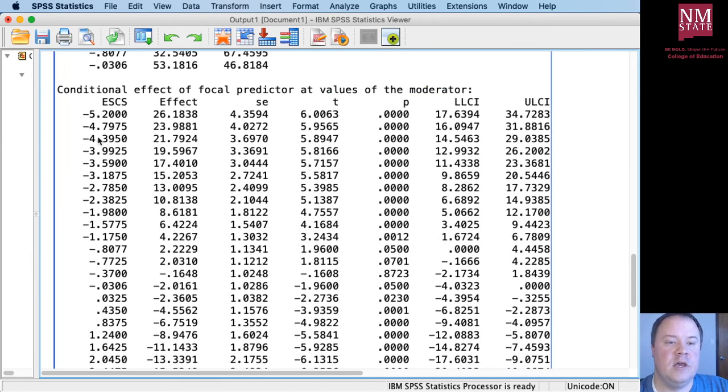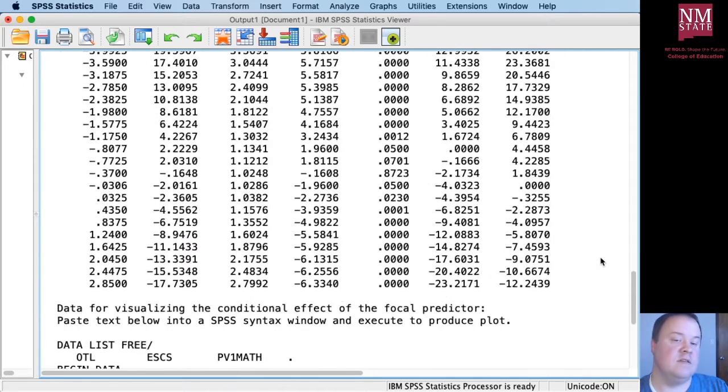And of course, if we look here, SES, statistically significant, all the way down to this 0.05, which is the negative 0.8077 value that we saw there. So that's the point at which it's no longer statistically significant, but less than that, it is. Above that, it is not until it reaches the next value, negative 0.0306. And then after that, it becomes statistically significant again.